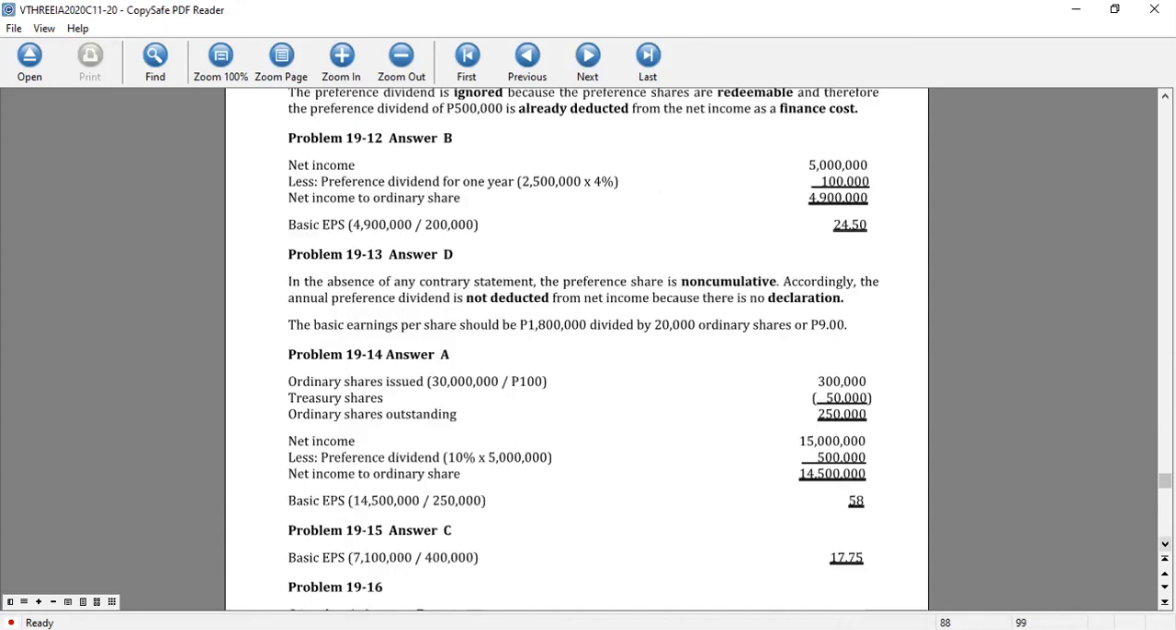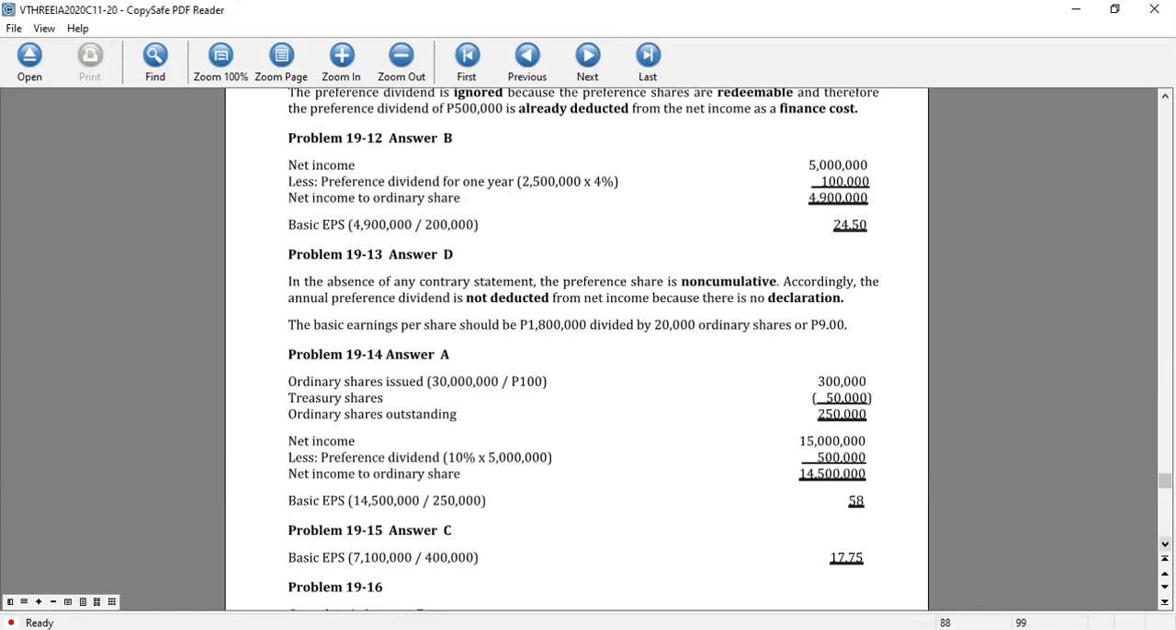So in number 14, the ordinary shares issued is 30 million, divided by 100 par, so it's 300,000 shares. Then the treasury shares given at 50,000. So we have now the ordinary shares outstanding of 250,000. Now, the net income is 15 million as given.